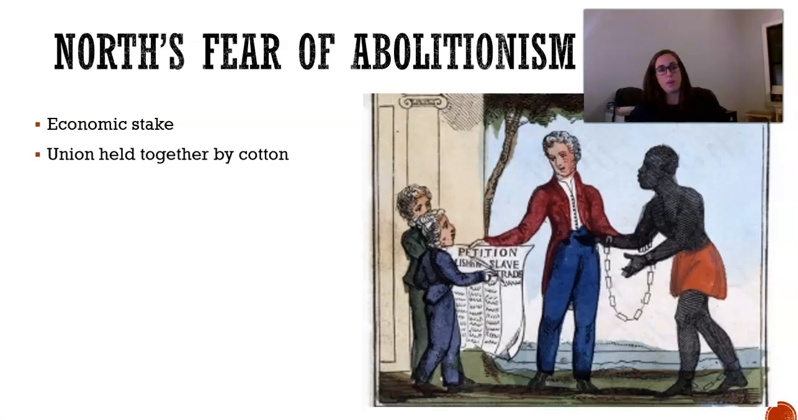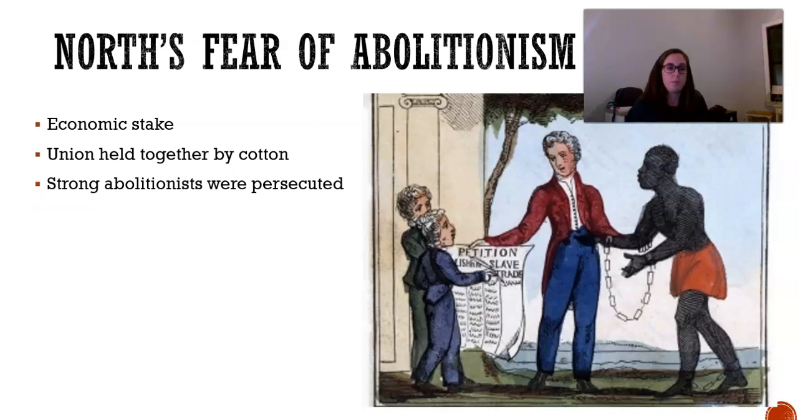Also, if you think about cotton, cotton was sent to the North to make textiles. Again, you see that economic component of the relationship between the North and the South, and they needed cotton, and they were scared of what would happen if slavery ended. Also, you could add in here the potential fear of Britain. Maybe not as much as the South wanted them to fear, but you could put it in there.